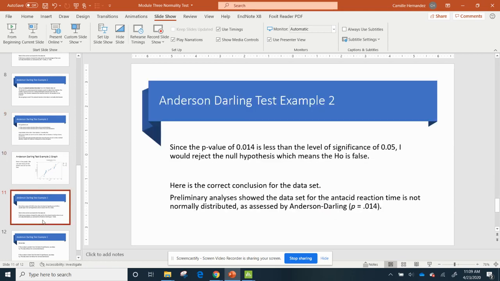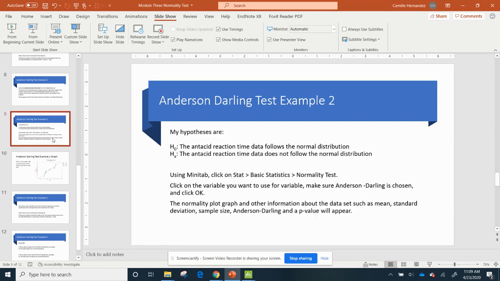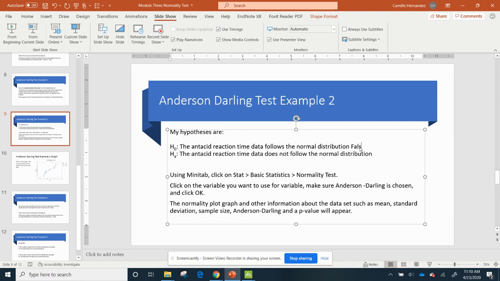My Anderson-Darling value is actually larger than it was last time, but my p-value is a lot smaller. Since my p-value is 0.014 and it's less than the level of significance, I'm going to reject my null, which means my null hypothesis is false. So if I go back up here, what I'm saying is this one is false and this one is true. Again, it's showing my antacid reaction time doesn't follow the normal distribution.